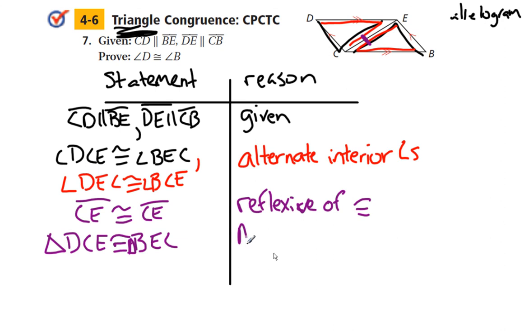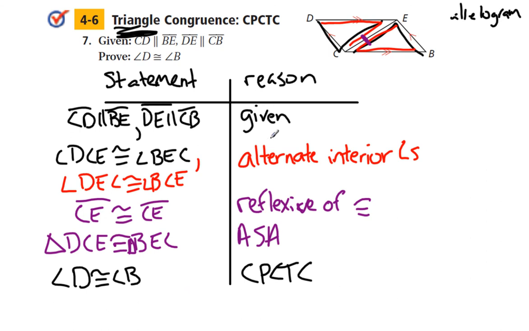Angle, side, angle. If we have angle, side, angle, we can say the last angle is congruent by CPCTC. Alright, one mistake. Oh wait, there's more to this. Now let's do the mistake part first.